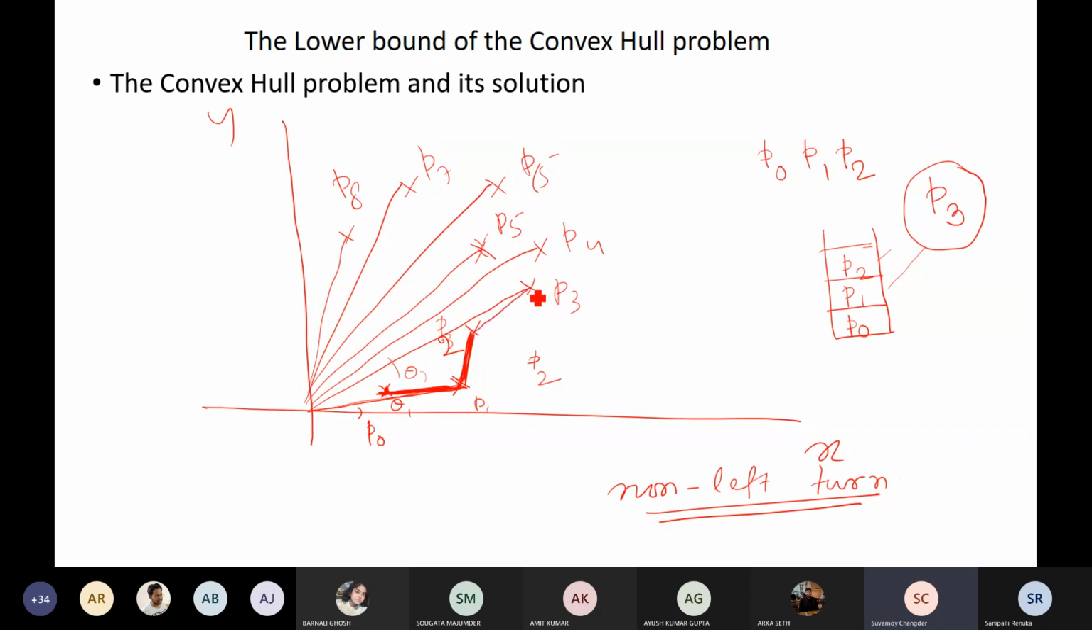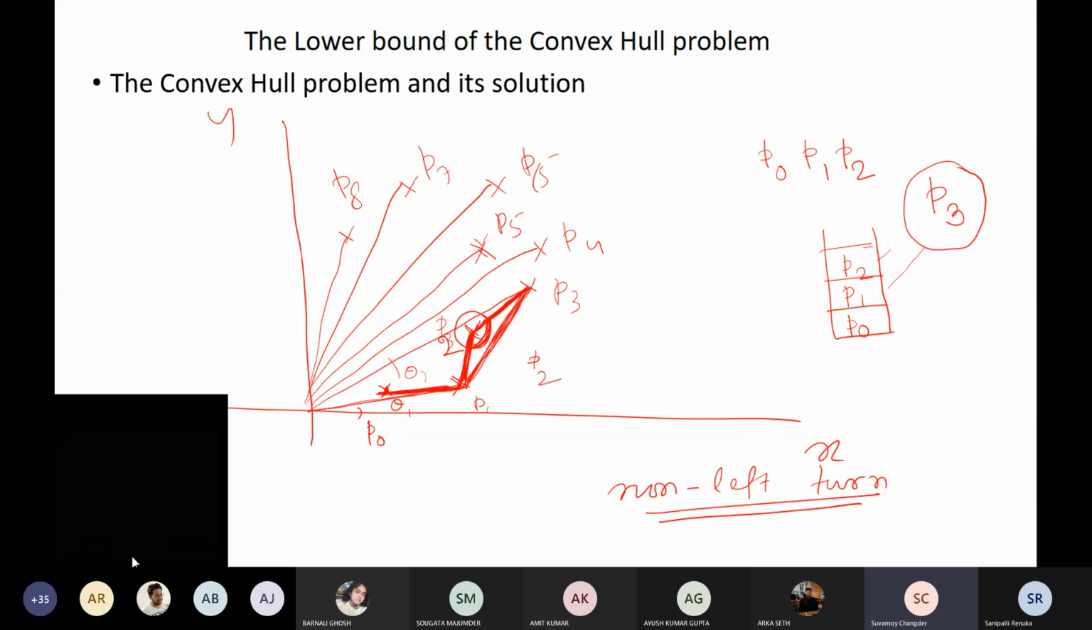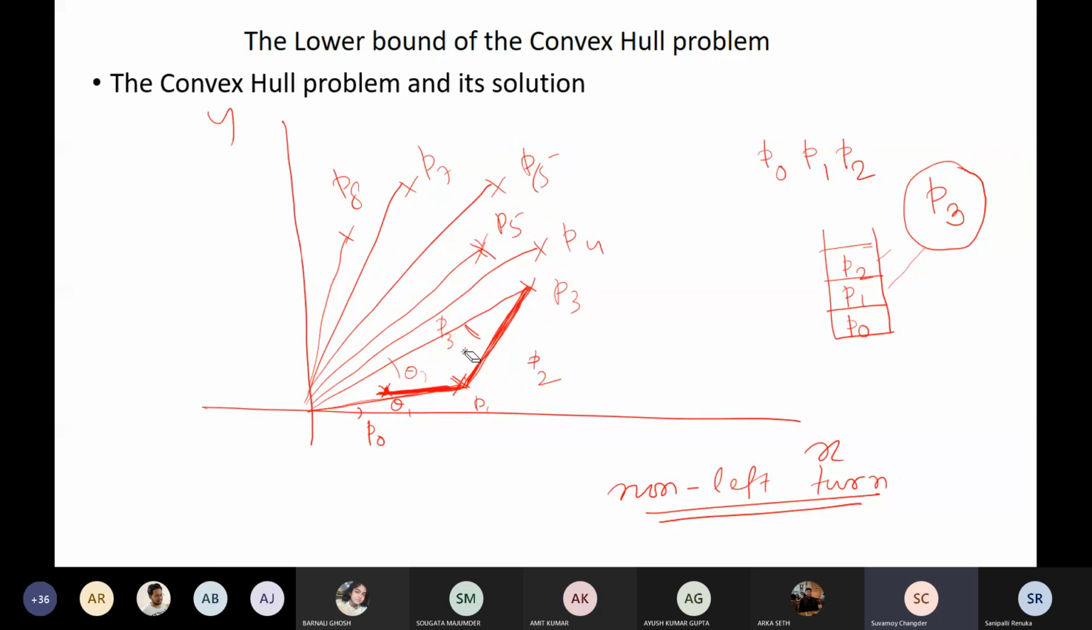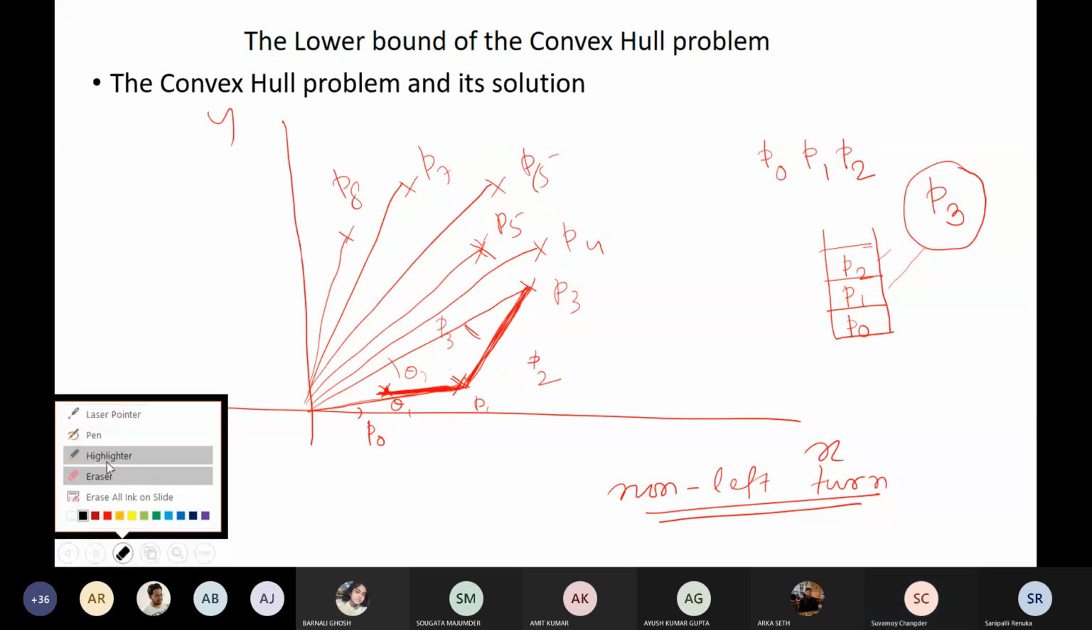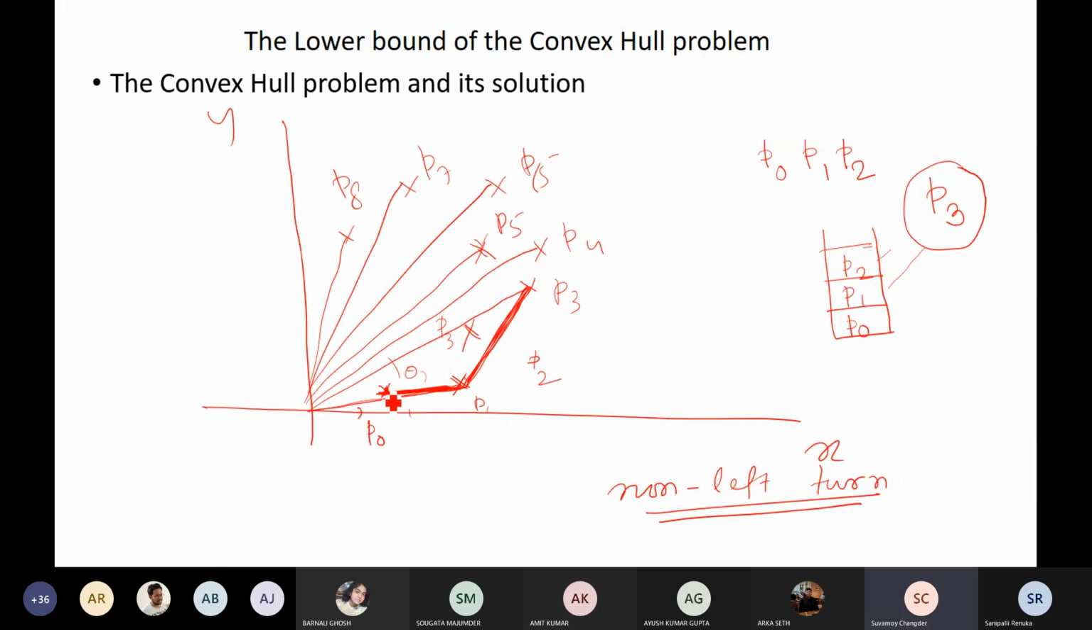Next we will connect this element here, P1, P2 and P3. Now check, this is a non-left turn, that means a right turn. So immediately we will remove this P2 and insert this P3. That means now we have connected P3 here, and P2 will be removed, because if we connect this, then P0, P1 and P3 will automatically contain P2 inside.